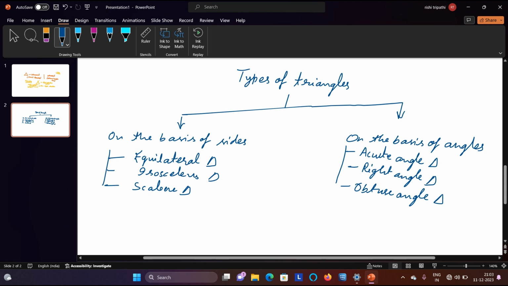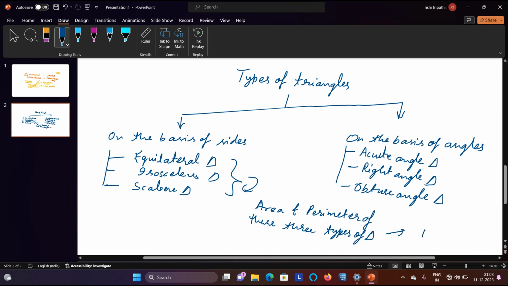You will study all these types of triangle on your own, and what the area and perimeter of these three types of triangle are is your homework. So you will write down the formulas of the equilateral triangle, isosceles triangle and scalene triangle on your own.